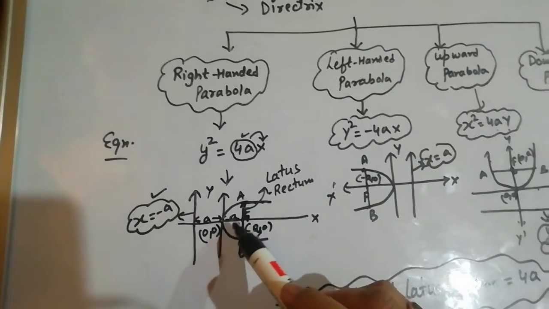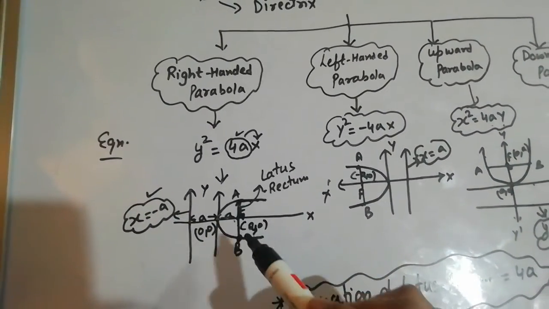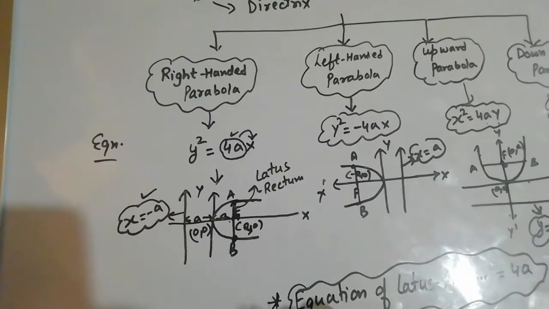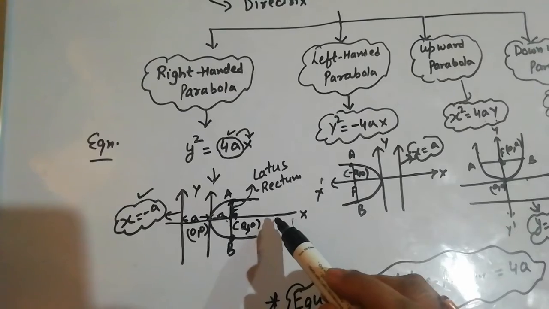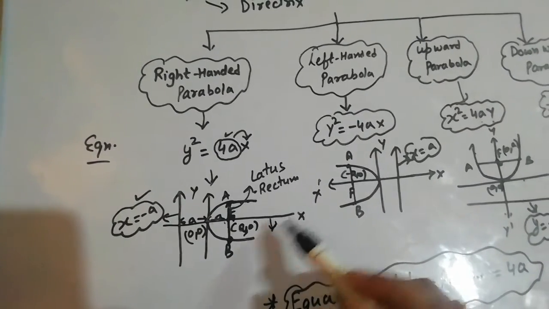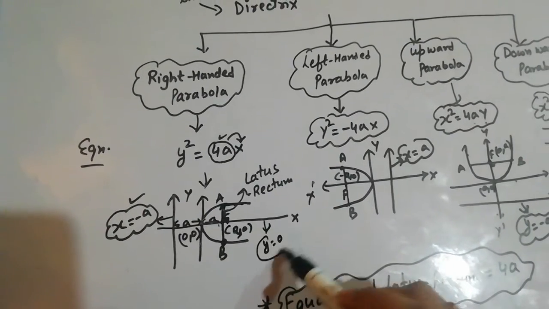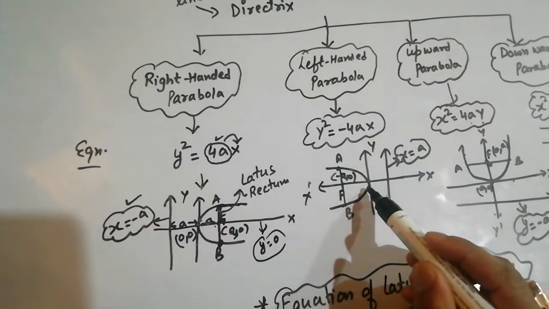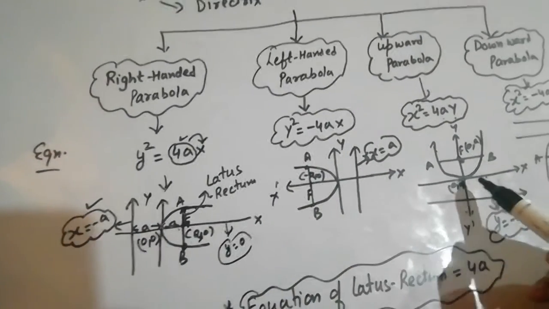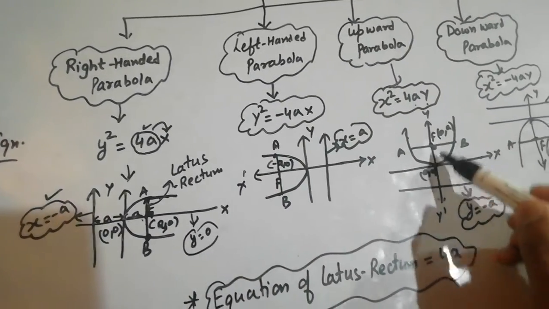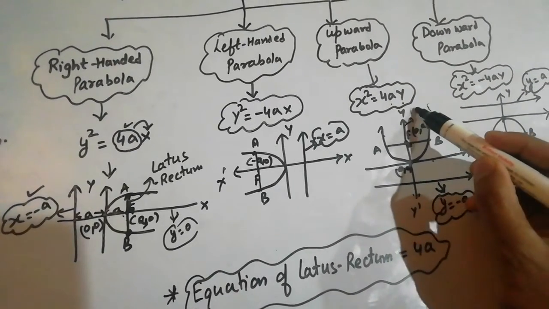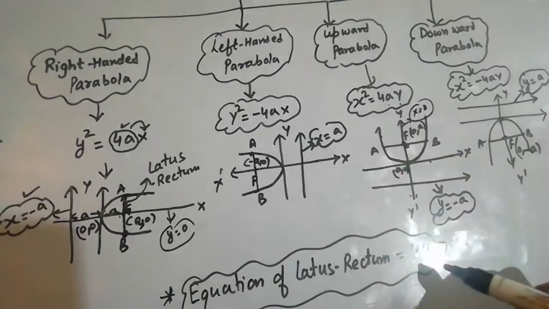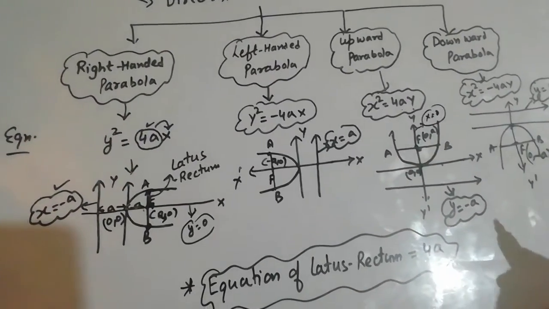If in the question they are asking what is the equation of axis in this parabola? See, the equation of axis. Here it is along the x-axis. So what is the equation of the x-axis? y equal to 0. So here also. Okay. Now here it is along the y-axis. So the equation of the y-axis is x equal to 0. This is the equation of axis.